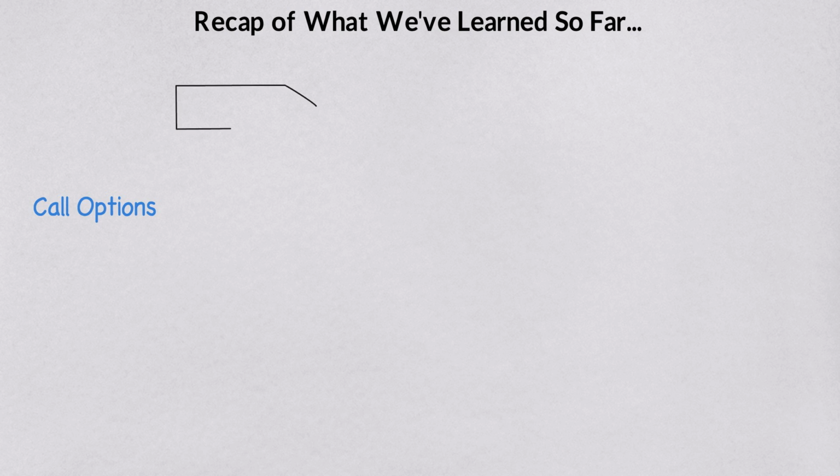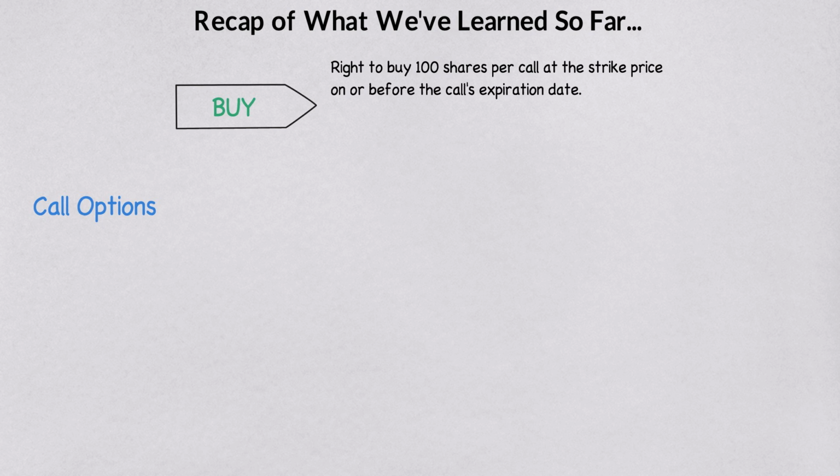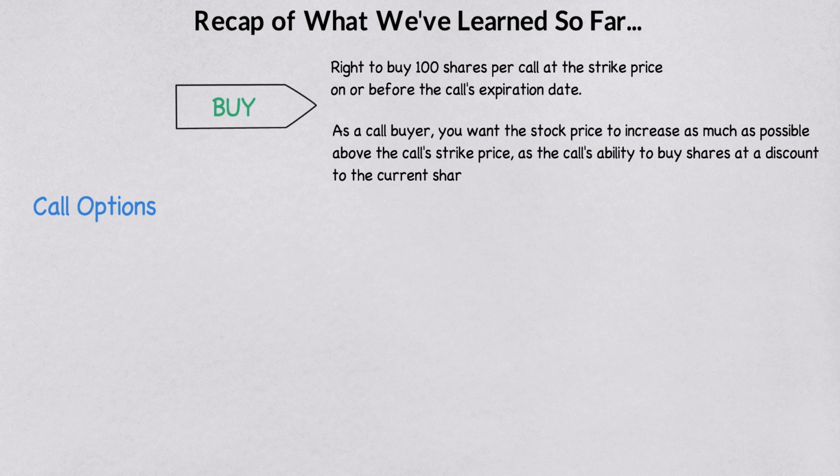Now, we've covered a ton of content in this video, so let's go ahead and recap what we've learned so far. Let's start with call options. When you buy a call option, that gives you the right to buy 100 shares per call at the strike price on or before the call's expiration date.